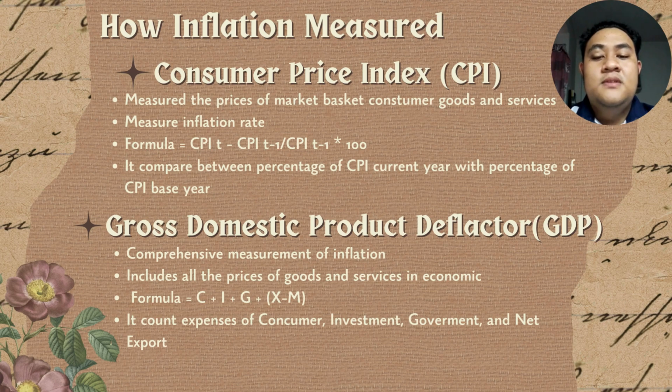Second, we have the gross domestic product deflator (GDP). GDP is a comprehensive measurement of inflation. It includes all the prices of goods and services in the economy. The formula for GDP is C plus I plus G plus X minus M, which is consumer plus investment plus government plus net export. Why? Because it counts the expenses of consumers, investment, government and net export.